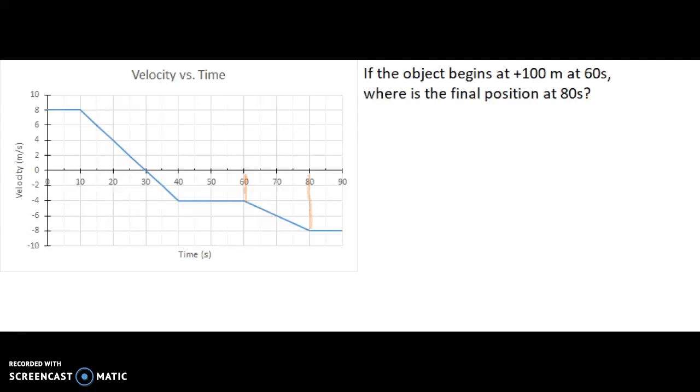If the object begins at positive 100 meters at 60 seconds, where is the final position at 80 seconds? So this is still a displacement question on a velocity versus time graph, but they give us an initial position and they want us to know what the final position is.